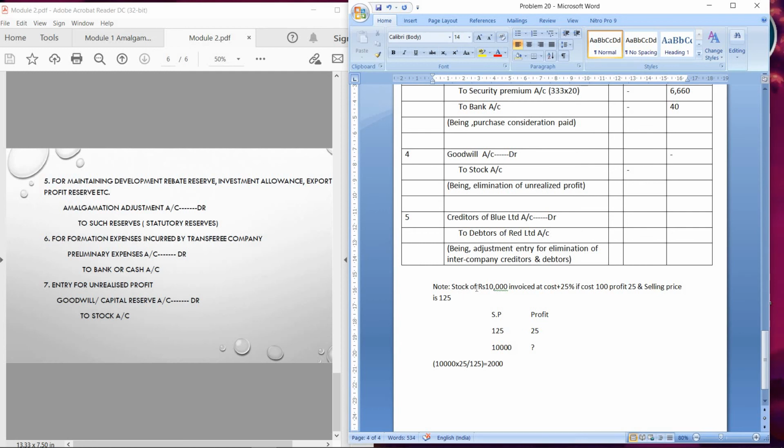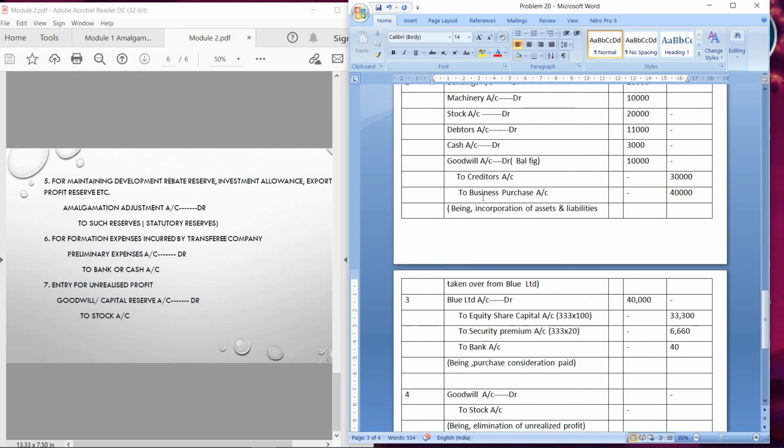See, 10,000 is the value of stock. Now stock always includes the profit. So this is selling price. So if the selling price is 125, the profit is 25. So if the selling price is 10,000, how much is the amount of profit included? So profit is 2,000 rupees. So here you can see entry for unrealized profit. Now this profit will not be realized by the company. Why? Because both the companies are becoming one. So we have to pass this entry, goodwill or capital reserve account debit to stock account.